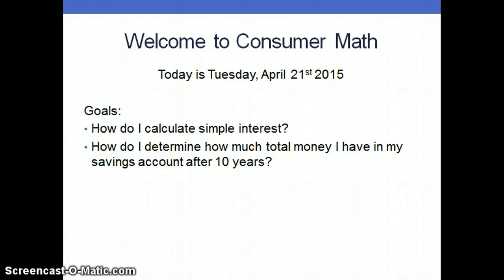Our goals for this mini lesson are to learn how to calculate something called simple interest, and also how to determine how much total money you have in your savings account after a certain number of years. In the example on the board, I said after 10 years. So how much money do I have in my account after 10 years after all of this simple interest has been added on?